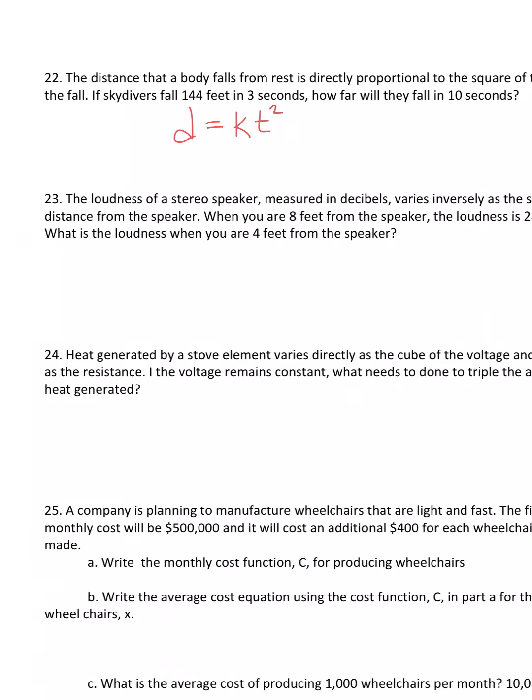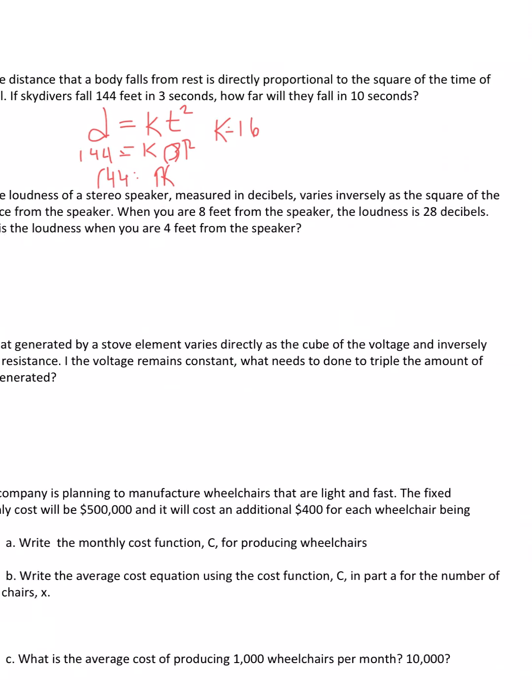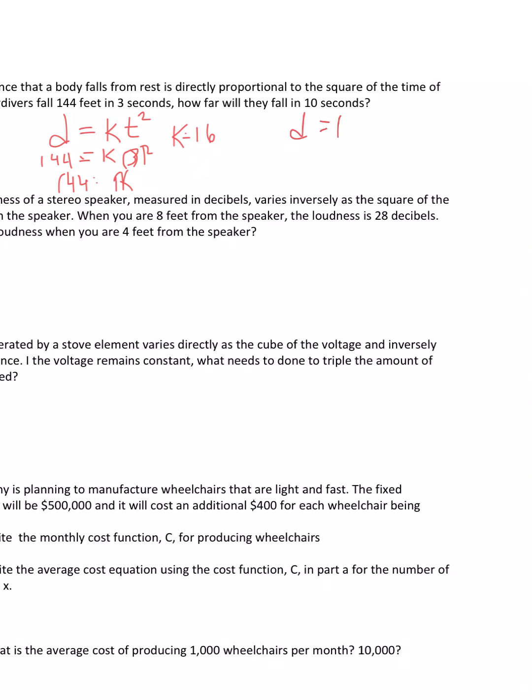So if I know that they're going to fall a distance of 144 feet in a total of 3 seconds, I can find my constant of variation here. So I do 144 equals 9k and divide both sides by 9. That gets me k equals 16. And so my distance would be 16t squared. Now that I know the amount of time for the next portion, that's when I can plug it in. So this person would fall 1,600 feet.